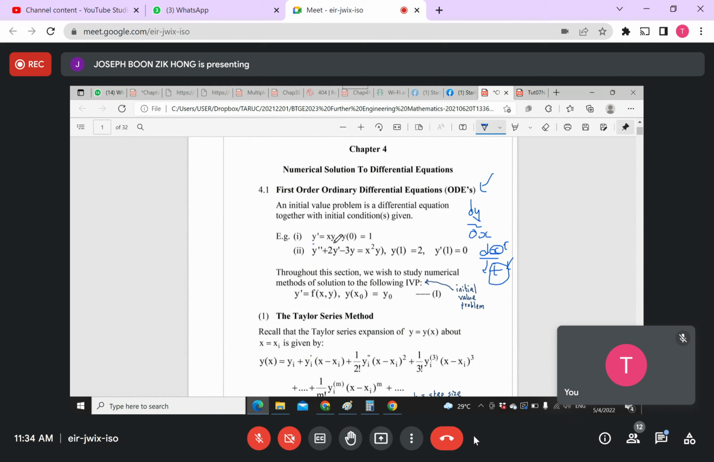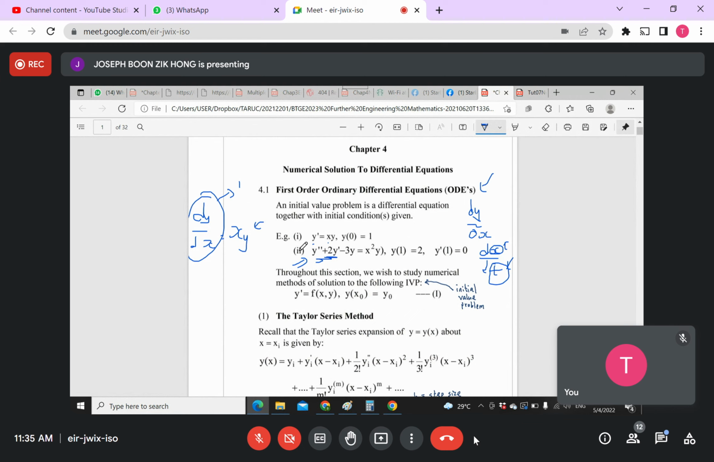Like this one, y' = xy. That means y is the dependent variable and x is the independent variable. y' = xy is the short form; in the full form it is dy/dx = xy. What we want to do is solve this. This is called first order because the derivative is to the power of 1. If it were power of 2, it would no longer be first order but second order. It is still an ODE, but a second-order one.